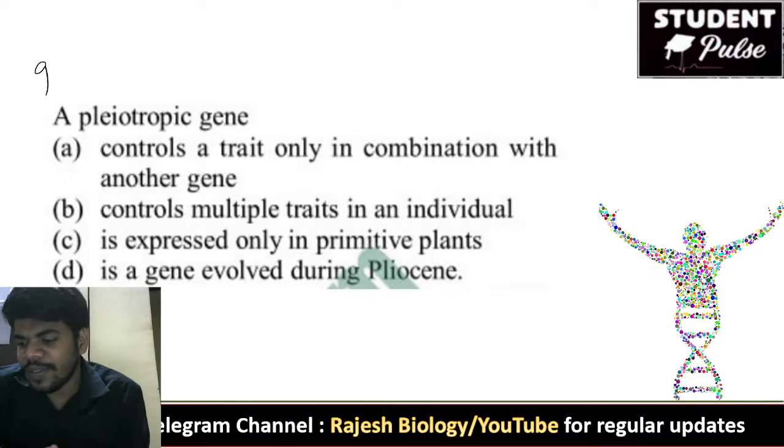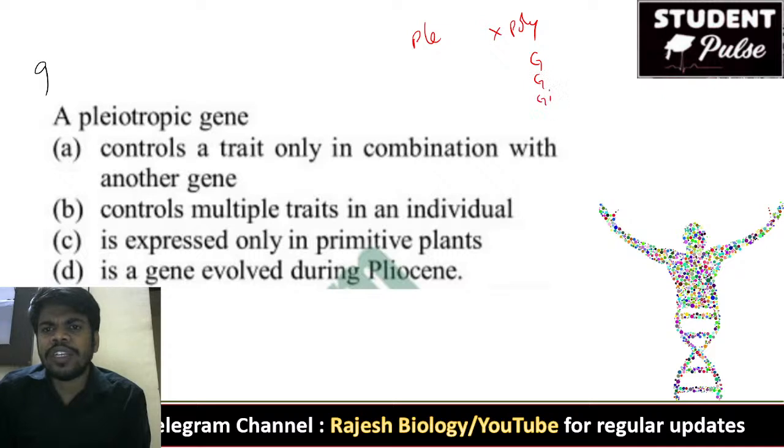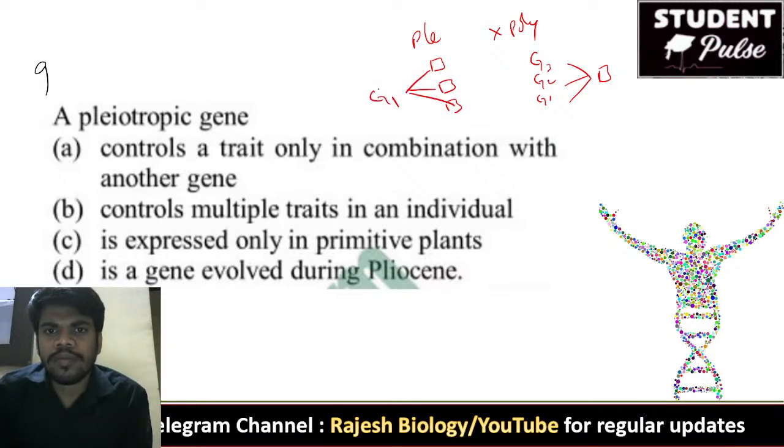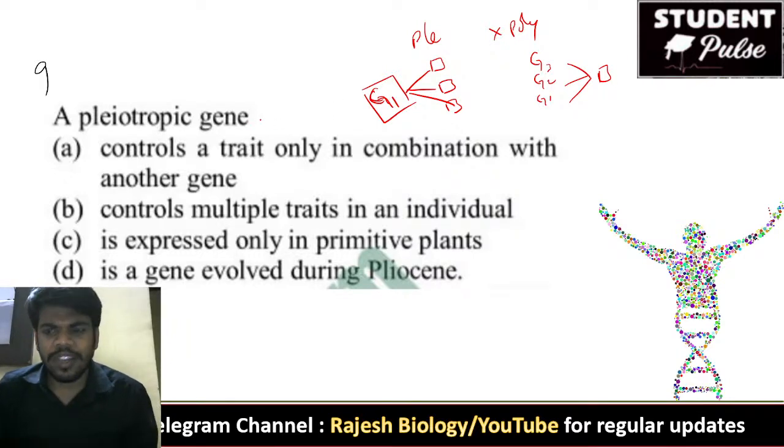A pleiotropic gene. I just discussed this, I think. So without any delay, I'm going to reveal the answer. Pleiotropy is the complete opposite of polygenic inheritance. Polygenic inheritance means many genes, gene 1, 2, 3, control a single character. Pleiotropy means many characters controlled by a single gene. That is the monster, pleiotropy. A pleiotropic gene is the monster which controls all the different types of characters. So it controls multiple traits in an individual.